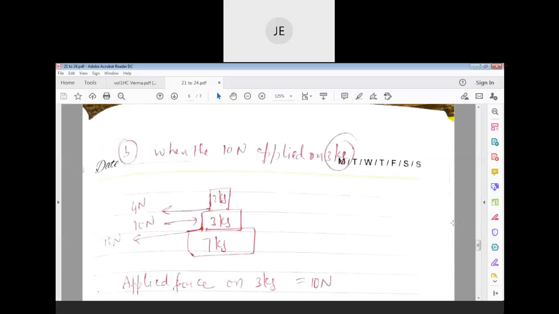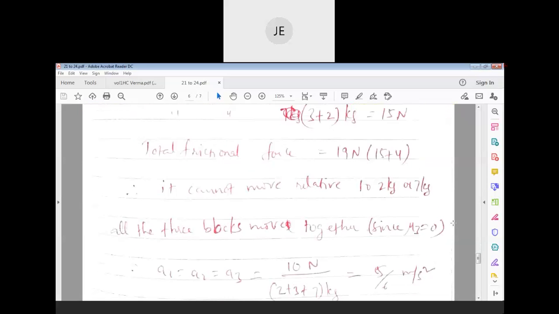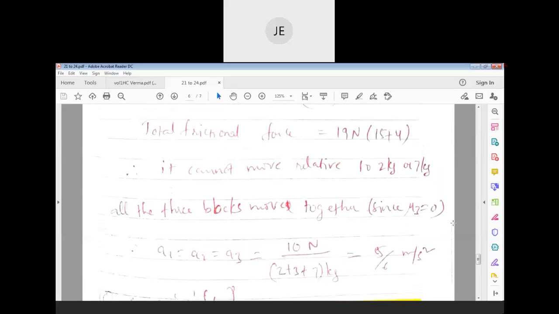And if all the blocks are moving together, in that case we will not say relative. So all the 3 blocks move together actually. Why? Because the third block is kept on the smooth surface. Very important. Now again, the acceleration of each block, A1 is equal to A2 is equal to A3, is net force by total mass.